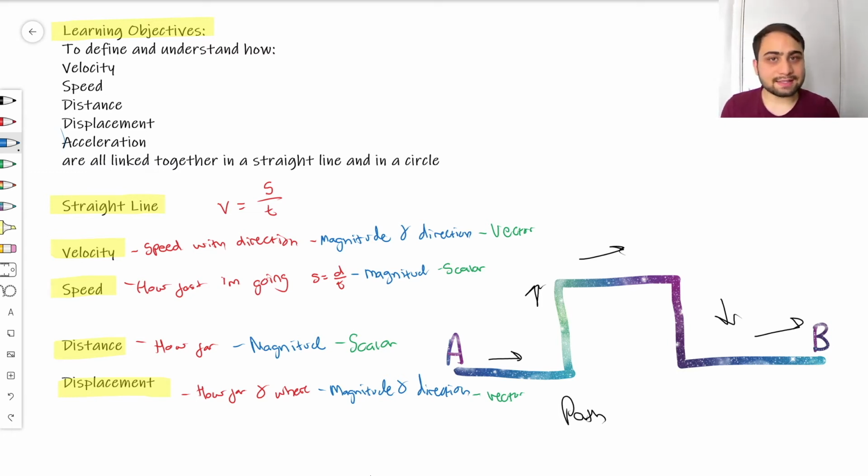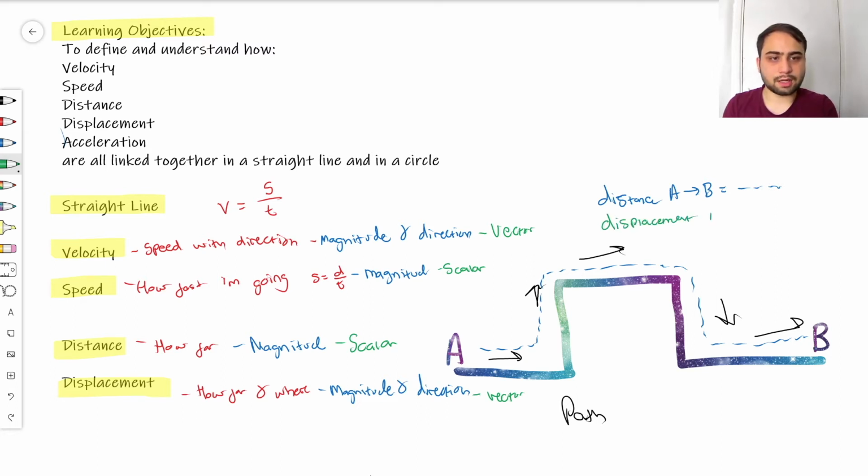Now, the distance from A to B is equal to this path right here. Okay, let's do it in a dashed line. So I have to go up and down and around to get to B. So that's my distance. So let's just say dashed line. Now, what's my displacement?